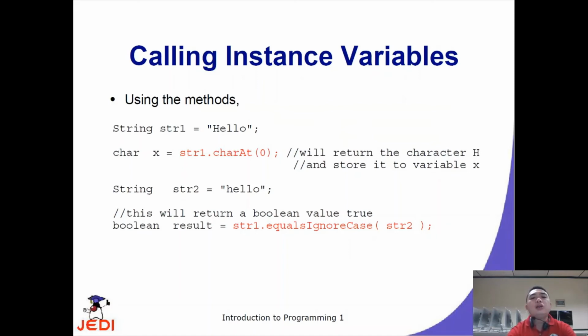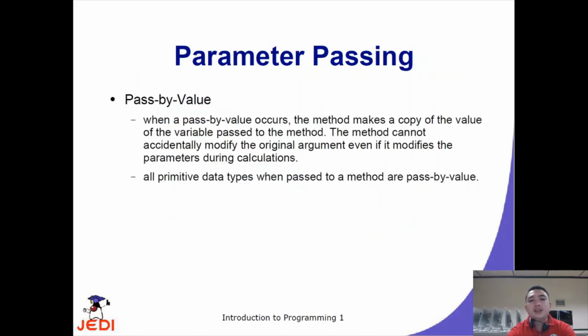So when we call an instance variable method, we just use the dot to call the method. Okay. We do have two types of parameter passing. We do have pass by value. It occurs when the method makes a copy of the value of the variable that is passed to the method, and the method cannot accidentally modify the original argument, even if it modifies the parameters during calculations.